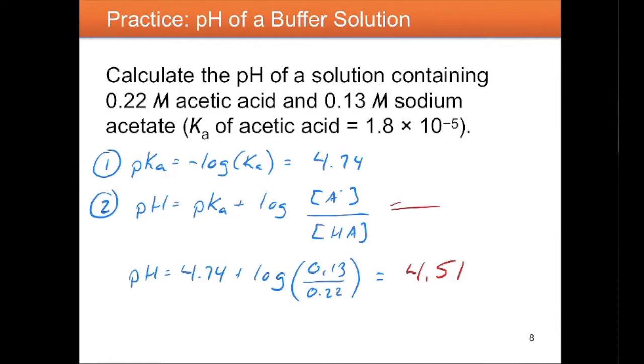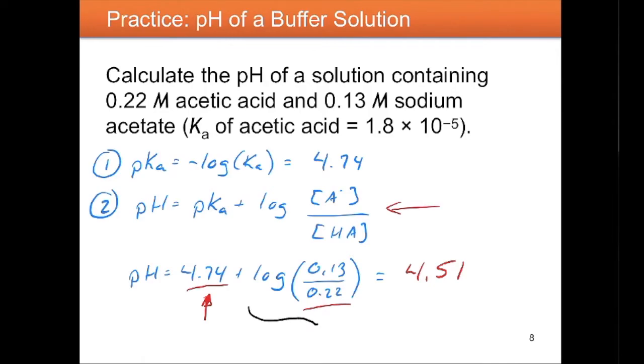So here's the Henderson-Hasselbalch equation, plugging in the pKa that we figured out from the previous slide, putting in the concentrations of the weak acid and the weak base, we end up getting a pH of 4.51. So how can we tell if our answer makes sense? I want you to think about this equation a little bit. We have a pKa of 4.74.